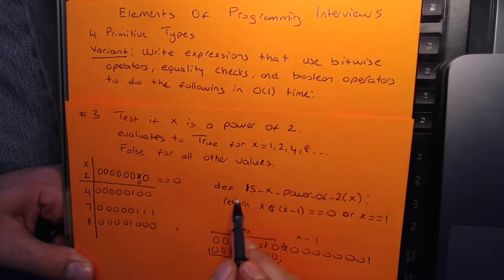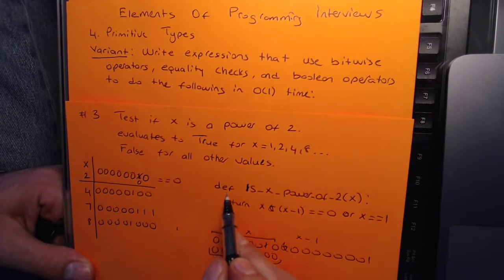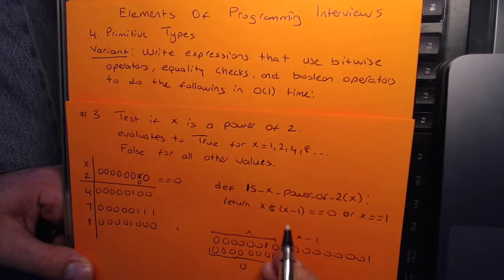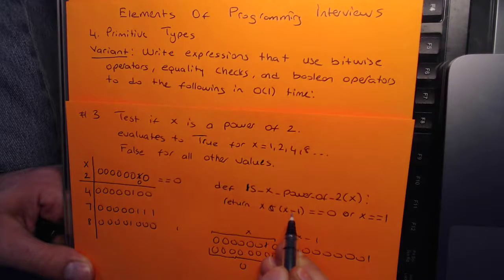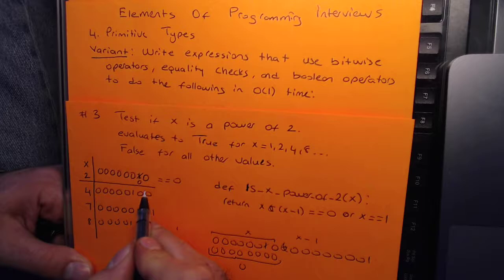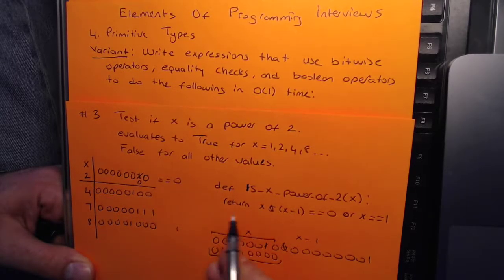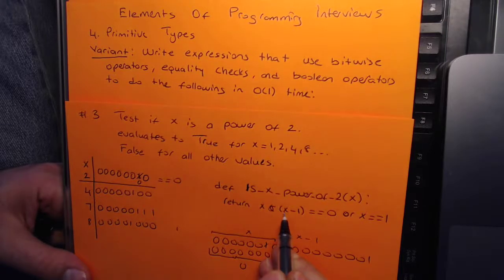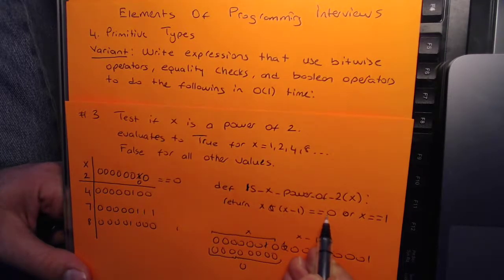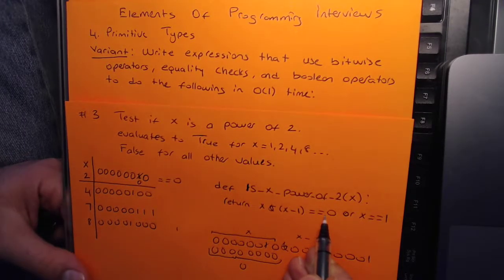So our function definition is x power of 2, which takes an x. It ANDs x with x minus 1. When we do that, we should get a 0. As I said, in the case of a power of 2, you only have one bit set in your number, and when you AND it with x minus 1, you are erasing that only set bit. Once you do that, it should become 0. If it becomes 0, then that means x is a power of 2.